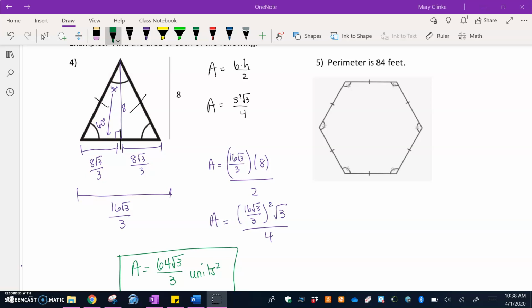For number 5, I notice that this is a regular hexagon. It has 6 sides. I'm told my perimeter is 84 feet, so if I take 84 and divide it by 6, I can find each side length to be 14. Now, if I don't have a formula for a hexagon, what I'm going to try to do is create triangles in this to help me figure out my total area. Because I know the area formula for a triangle, and I can then apply that, or multiply it by 6 in this case, because there would be 6 triangles in here.